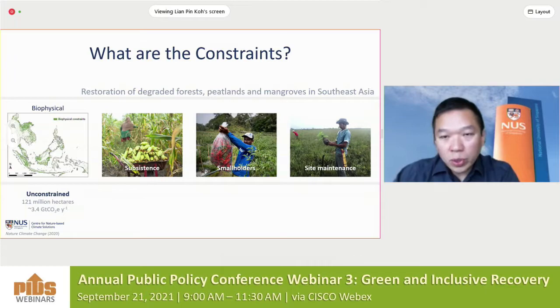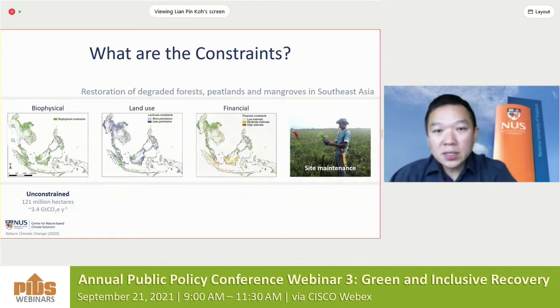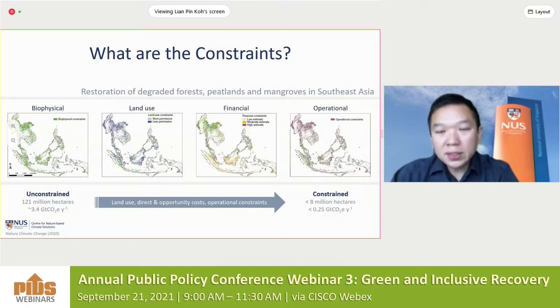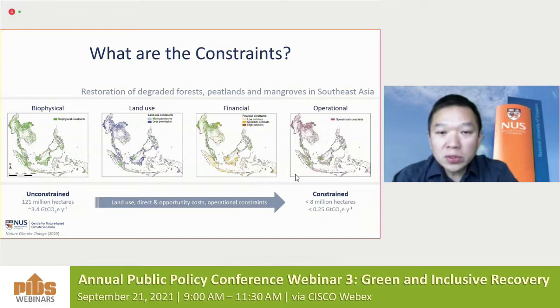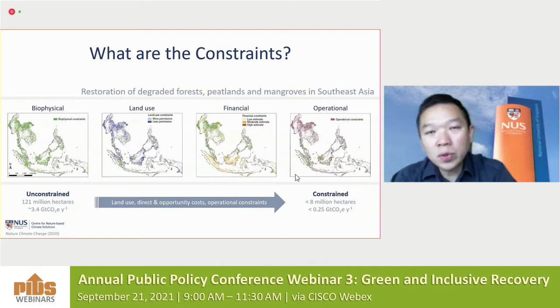We find that as we start to apply these different layers of considerations and constraints, the picture starts to change very quickly as well. The amount of land that is practically available for reforestation can quickly shrink from what we thought would be about 120 million hectares to, realistically speaking, less than 2 million hectares across the region. And in the most constrained scenario, reforestation would remove less than 0.25 billion tons of CO2 per year, which is literally a fraction of the unconstrained theoretical potential.